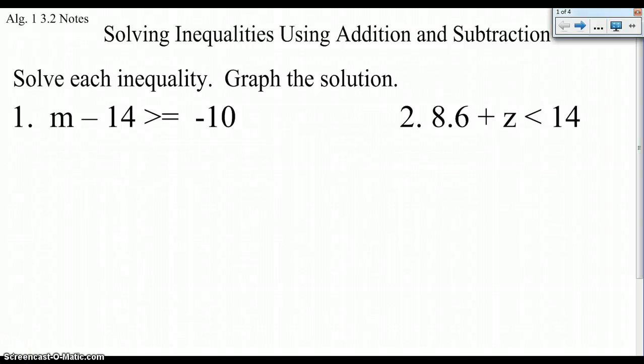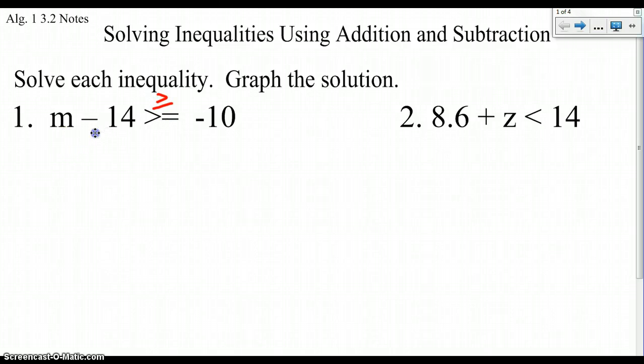Today we are going to be doing solving inequalities using addition and subtraction. So for number 1 and 2, we're going to solve each inequality and then graph our solution. One thing I want to point out is this symbol right here is greater than or equal to. I forgot to switch it to make it look like this. So it just is this symbol when you see it like that.